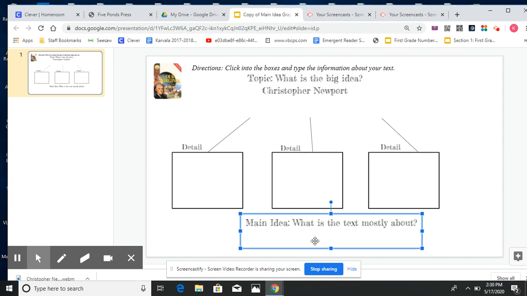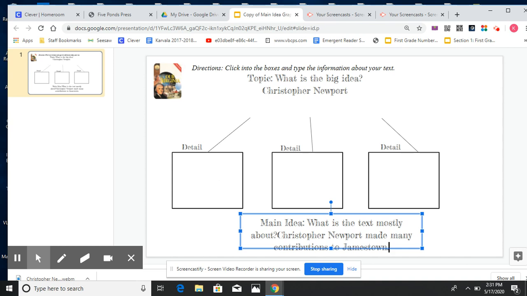Right here, I'm going to type that Christopher Newport made many contributions, and I'm going to spell Jamestown with a capital J. And again, I wrote this down first and then I typed. It comes out much better for you. Okay, so the main idea. What was the text mostly about? Christopher Newport made many contributions to Jamestown.